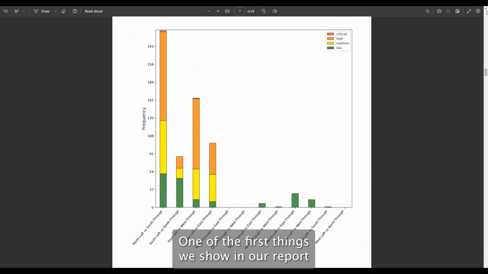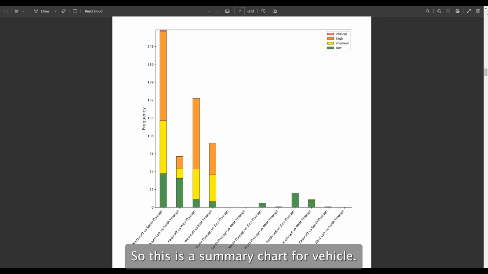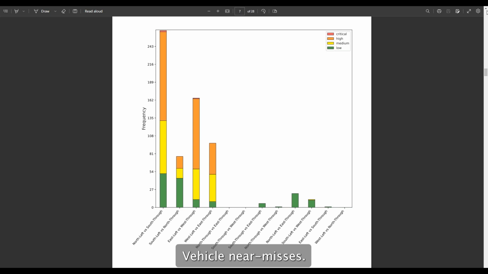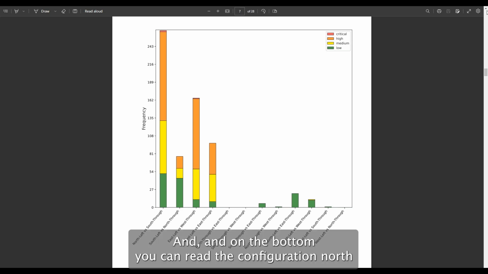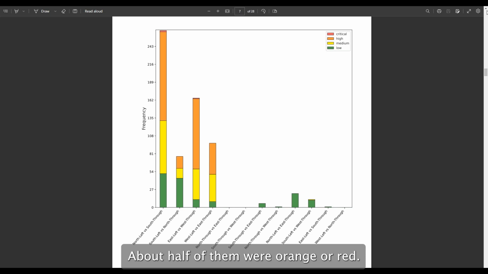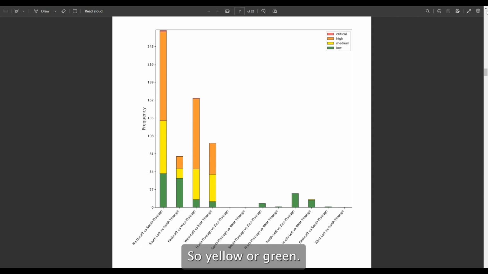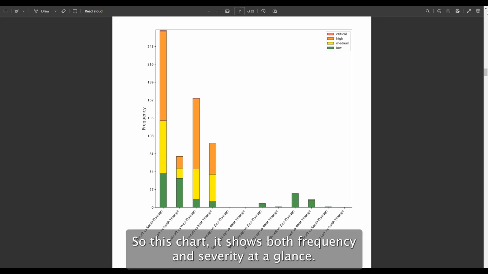Yeah. One of the first things we show in our report is the number of conflicts in each configuration. So this is a summary chart for vehicle near misses. And on the bottom, you can read the configuration. North left versus south through had the most near misses. About half of them were orange or red, so high risk or critical. And about half of them were medium or low risk, so yellow or green. So this chart shows both frequency and severity at a glance.